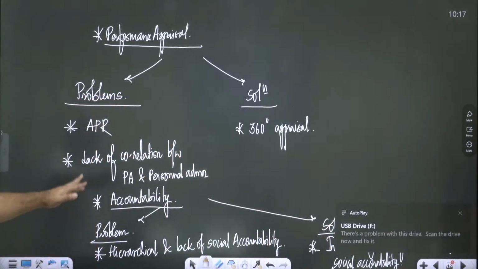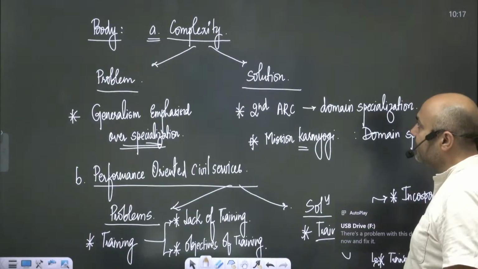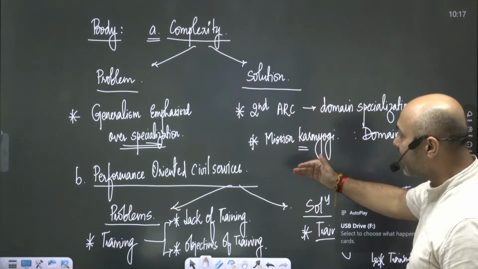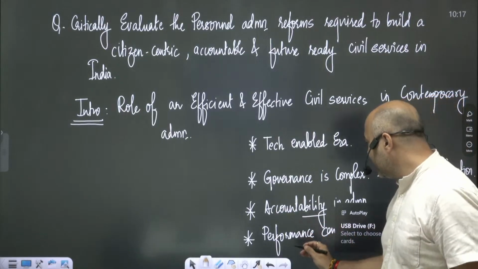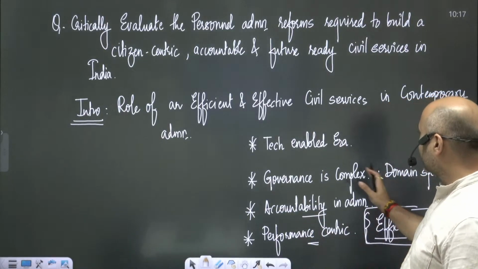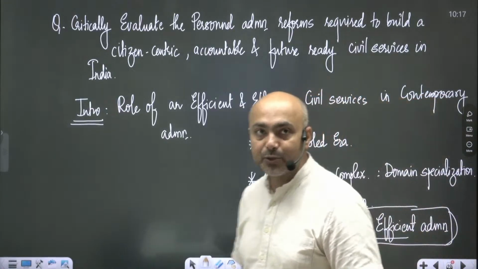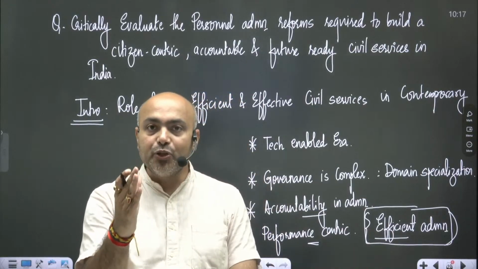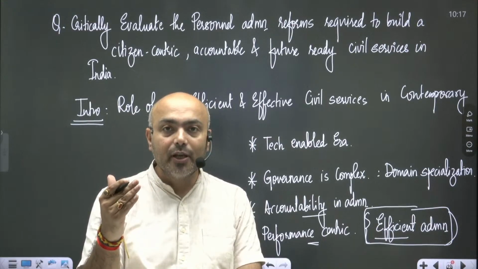Okay, so accountability, that is something that is there related to accountability. Complexity, we have talked about. Performance oriented, we have talked about accountability, performance centric. Tech enabled, again a part of training, you can add some points there as well. Okay, so you are talking about the problems, you are also providing what solutions are there.